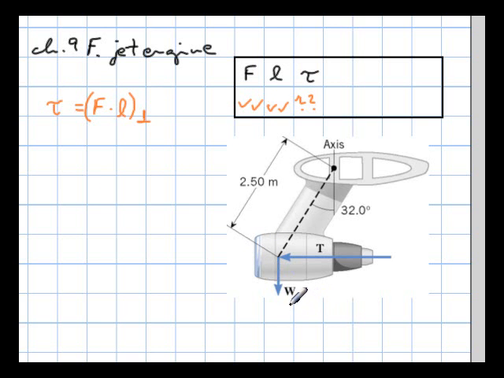Now the problem can be done in two ways. For example, for the weight, I have to use this component here, and if you look at the drawing, with this one being opposite, I would use the sine of 32 degrees to come up with that lever arm, so sine of 32 degrees times the 2.50 meters. Then I do something similar for the thrust: this one is actually the lever arm, and I calculate the cosine of 32 degrees times 2.50 meters, and that's the way the book is doing it.